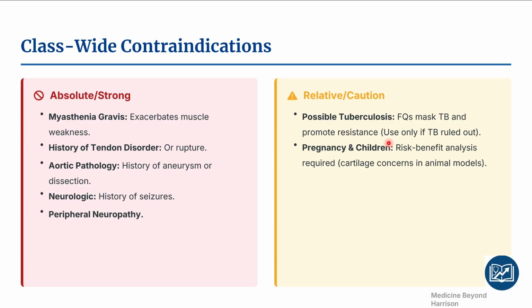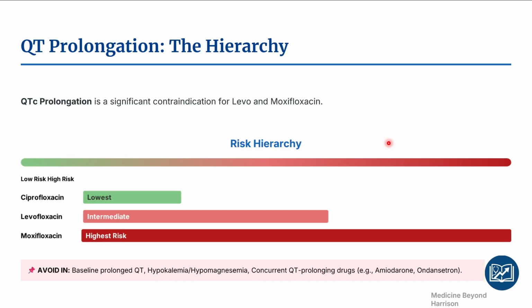In pregnancy and children, a risk benefit analysis is required. There are cartilage concerns in animal models, and cartilage dysfunction in the fetus. So try to avoid it in pregnant females or in children.